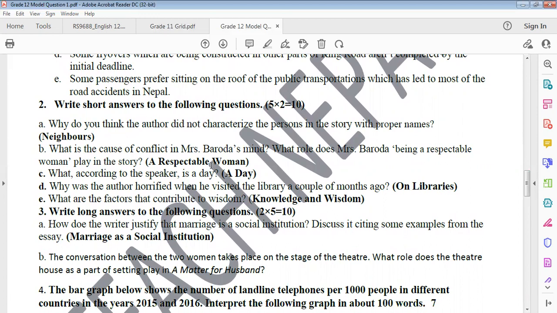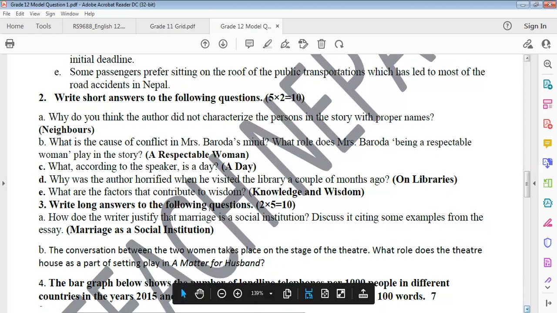Similarly, another question is from the poem. Next question number D is from the essay on libraries. Another question: what are the factors that contribute to wisdom? It is from the essay Knowledge and Wisdom, right? Next we have the long questions. Each question carries 5 marks. How does the writer justify that marriage is a social institution? Discuss it citing some examples from the essay. So it is asked from the essay Marriage as a Social Institution.